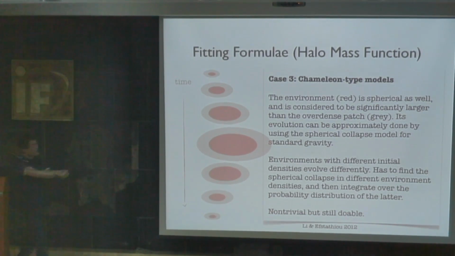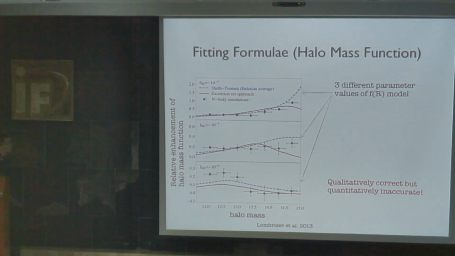Of course, we have seen that if you want a halo of mass m to form at redshift z, you need to know its initial size and its initial overdensity. This is also true for these models, but then the initial size and the initial density will depend on the environmental density. So for that reason, you need to calculate that for different environmental densities, and you need to know the probability distribution of the environmental density, and then you can integrate over that probability distribution to find the average.